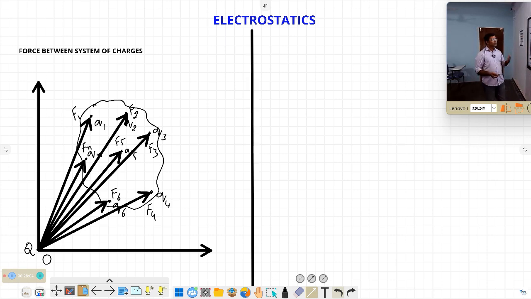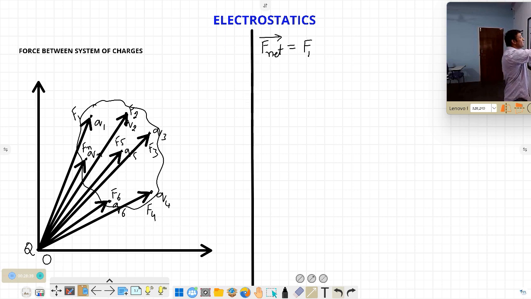So what is the force acting on the capital Q which is at the origin? The force acting on the charge Q is what we take as the net force. What is the meaning of net force? Sum of all the forces. Force is a vector quantity, so whenever you are calculating the net force at a point, we have to take the vector sum of all the forces, because the angle between the charges is also most important here.